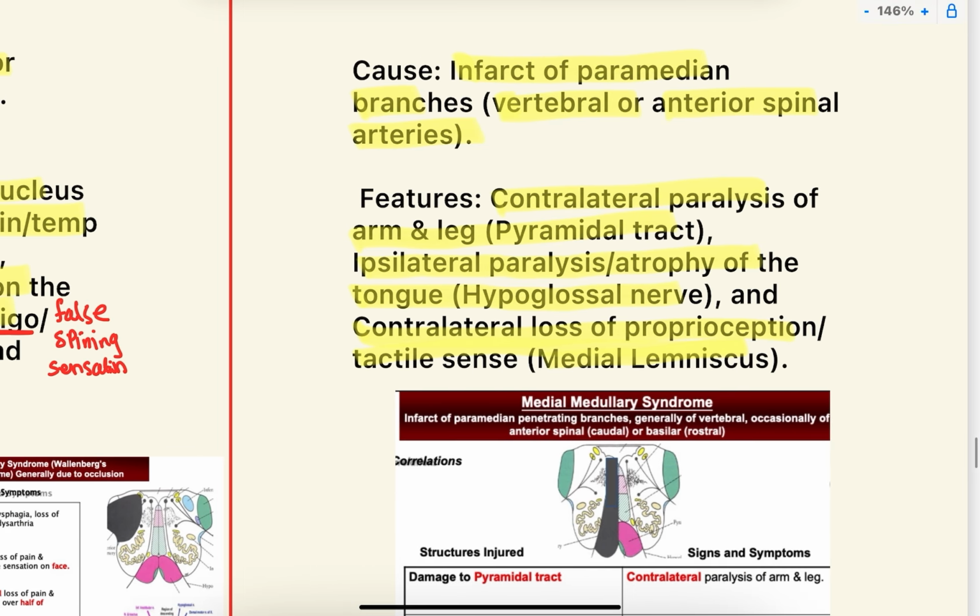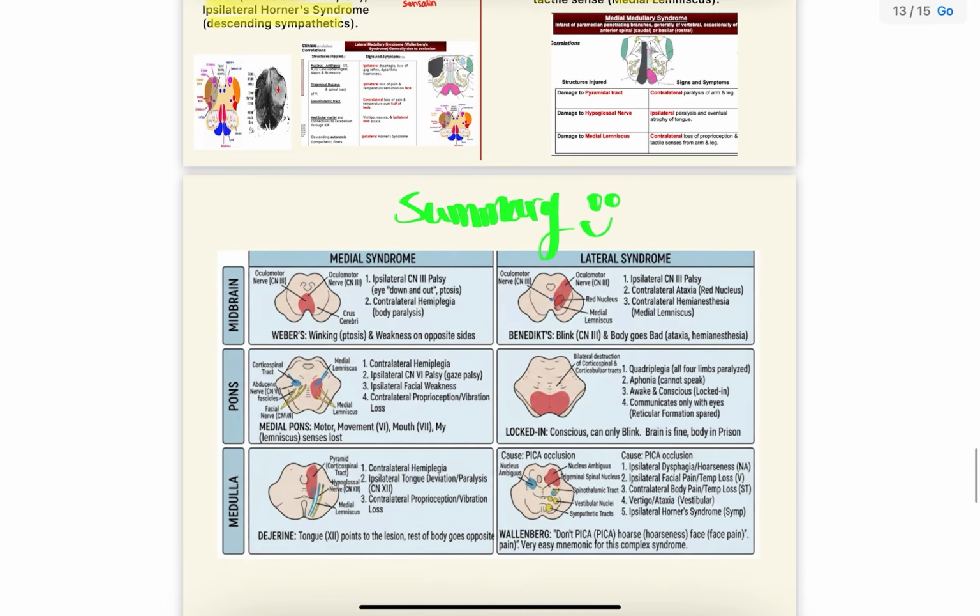Here, on the other hand, the problem will be in this area. So since it's in this area, it will affect the pyramid tract. Okay. So contralateral paralysis of the arms and legs, and also it will affect the hypoglossal nerve, if you remember the hypoglossal nerve, so ipsilateral atrophy of the tongue, and the medial lemniscus, it will affect contralateral loss of proprioception and tactile sensation. Now this is a summary.